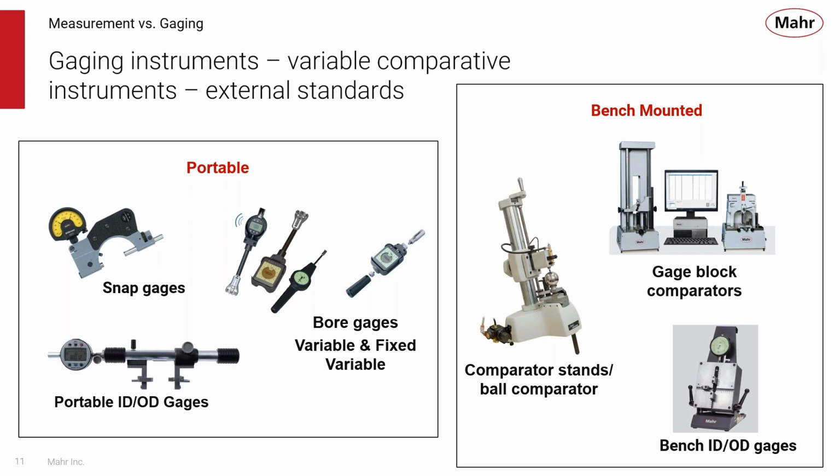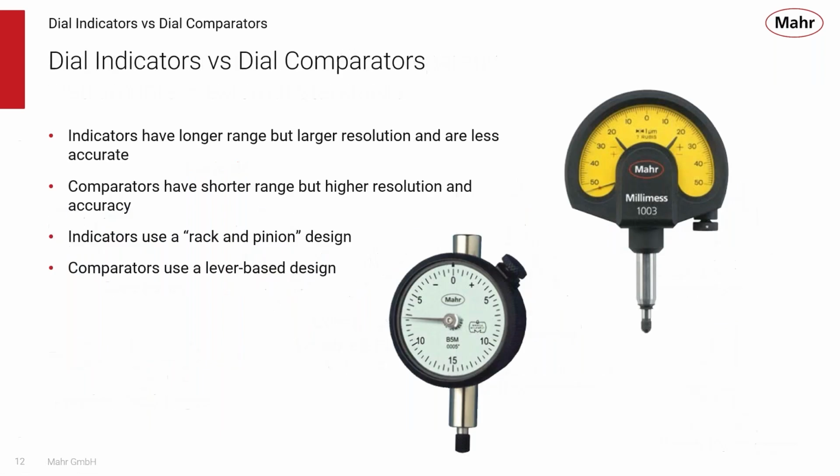That covers all of the differences between gauging and measurement devices. So let's talk about the actual comparators themselves, right? An example of a comparator would be this MillimS 1003 that we have a picture of here. An example of an indicator would be this B5M Mahr indicator. In general, the mechanical differences between a comparator and an indicator are going to be very minute.